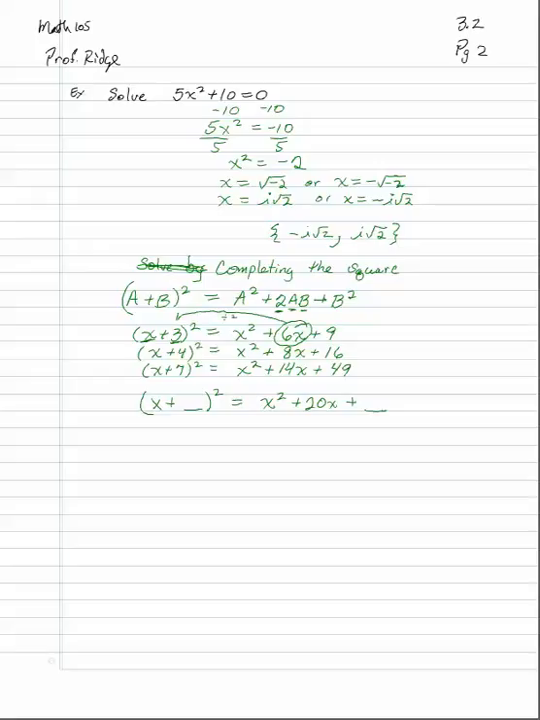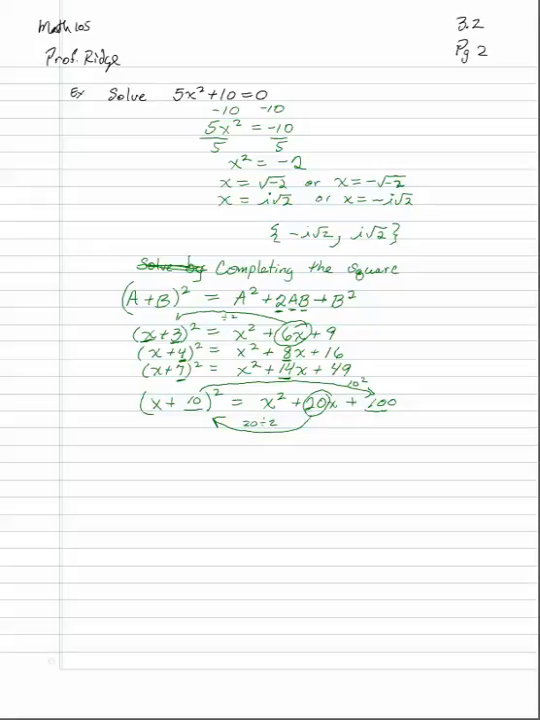And notice that works for all of them. 8 divided by 2 is 4. 14 divided by 2 is 7. So we're going to take the 20 divided by 2, and that's 10. And then to get the last term, you do 10 squared, and that's 100. And that process is called completing the square. Okay?